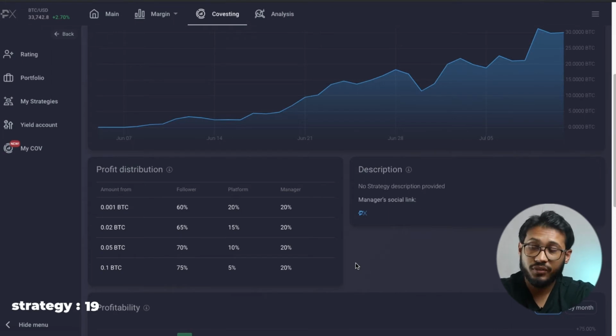If you increase the amount of investment to 0.02 or more, it will be 65% to you, 20% to the manager, 15% to the platform. And if it's 0.05, it increases again, and at 0.1 BTC, the follower or the investor will get 75% of the profits. The platform will get 5% and the manager will get 20%. So you might be thinking, why is the platform getting 5% of the profit and 20% of the profit is given to the manager? This is the fee that the platform is charging, and the strategies that the manager does are why they are getting 20%.